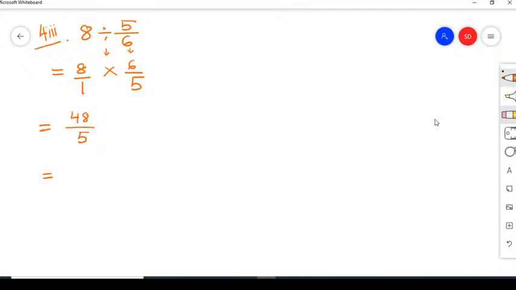So which is equal to 5 9s are 45, 45 plus 3 is 48. So this is the answer, 9 3 by 5. I hope you all have also got the same answer.